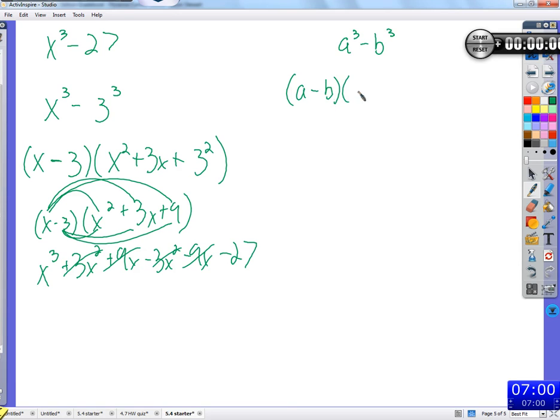So anytime you have something cubed minus something else cubed, you can do that. A minus B times A squared plus A times B plus B squared. It's a matter of figuring out what two things you have that are being cubed. Of course, you have an x that's being cubed, then we have a 3 that's being cubed. Those are your A and your B, and it becomes a simple substitution into this pattern.